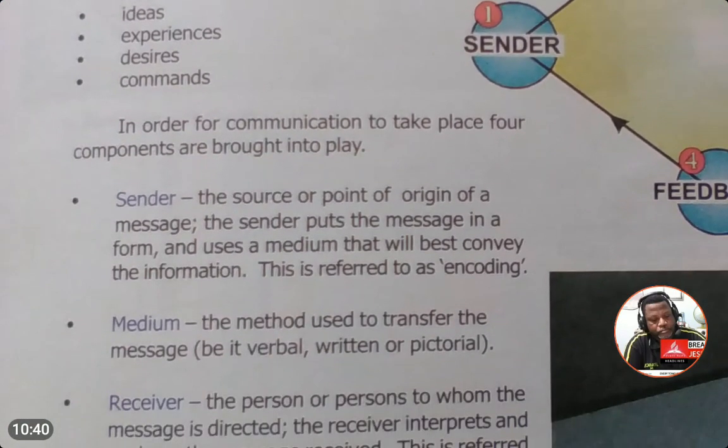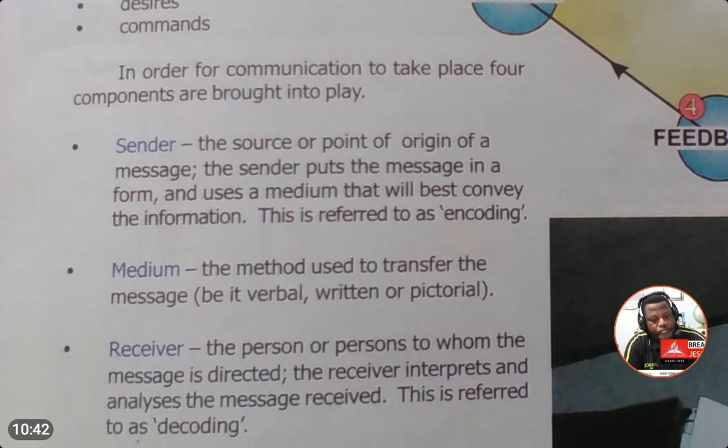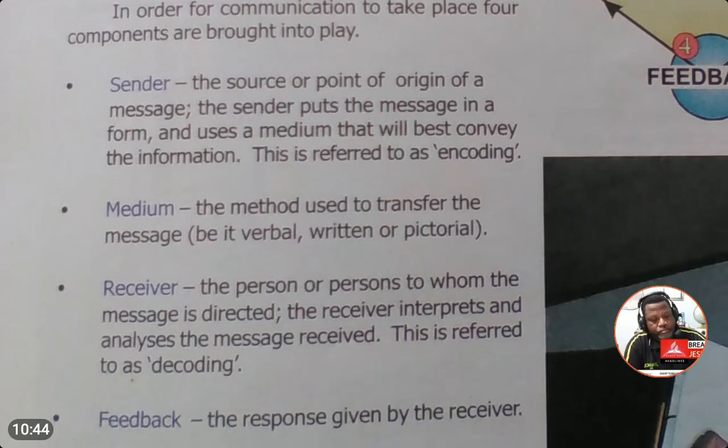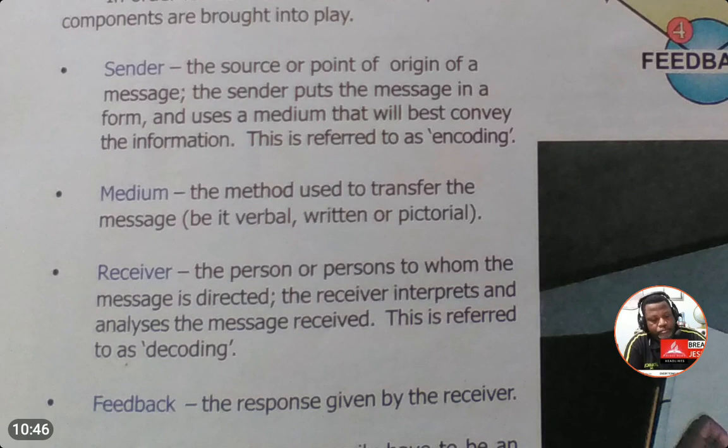Now, in order for communication, as you're seeing on screen, to take place, 4 components are brought into play. So you have the sender, the source or point of origin of a message. The sender puts the message in a form or a medium. In other words, whatever method is chosen to communicate that message to you. This is referred to as encoding.